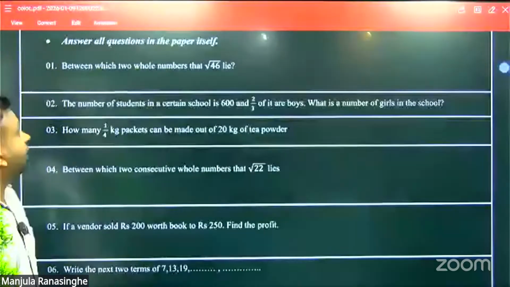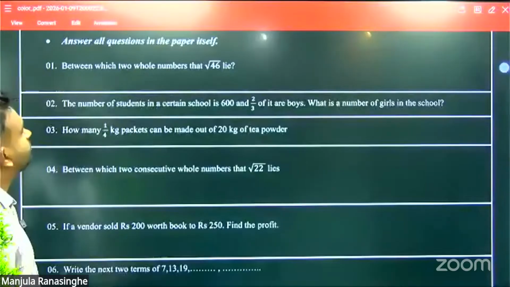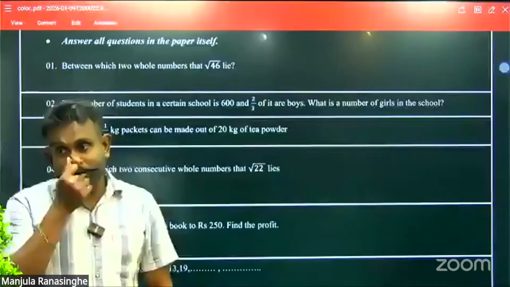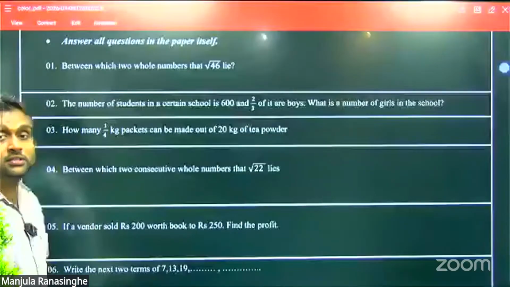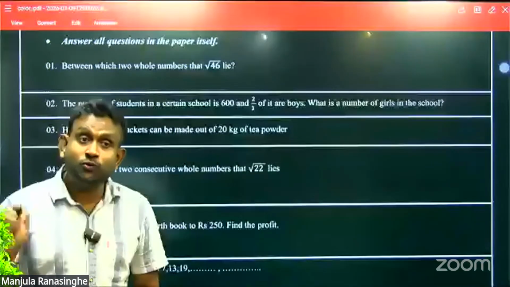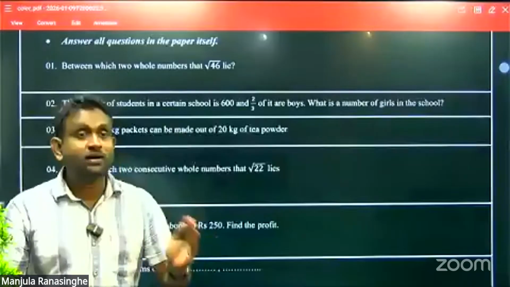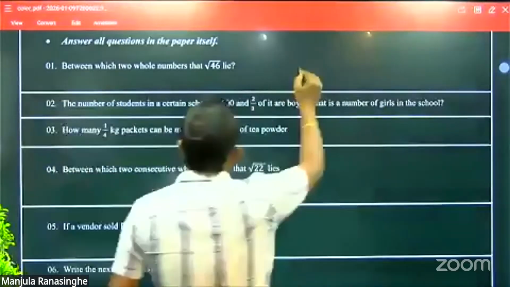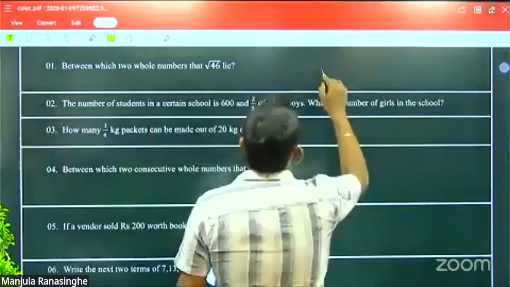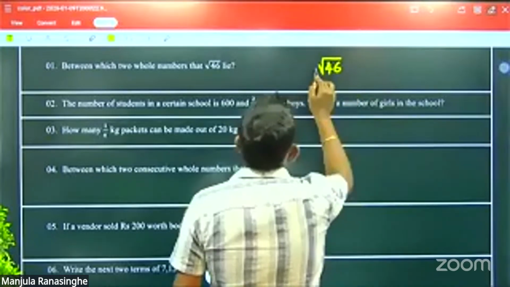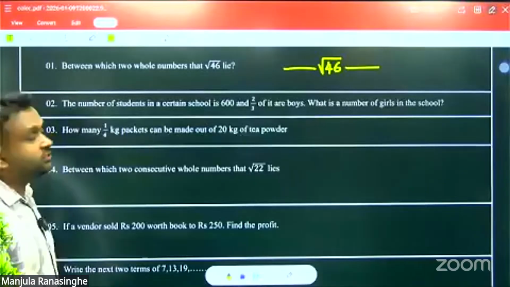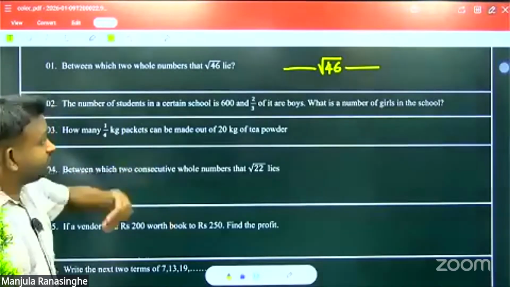Between which two whole numbers does root 46 lie? They are not asking for the value of square root 46. We can take the lower and upper perfect squares. So what is the lower perfect square of 46? The perfect square below 46 is 36.